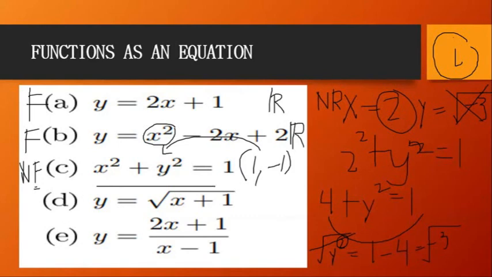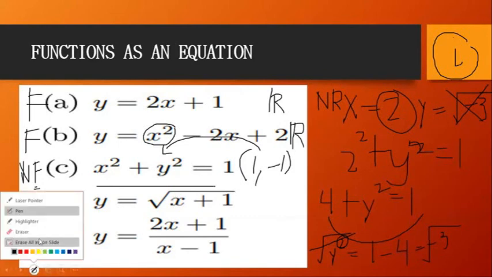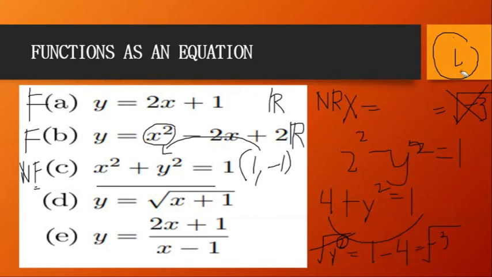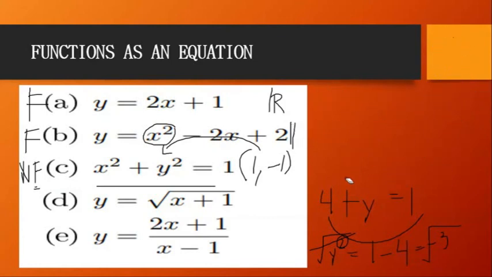Okay? Next, letter D. Etong letter D naman, medyo may restriction na din tayo dyan. Para din siyang letter C. Pero alam natin that this is not an equation of a circle. Kaya alam natin na, kumbaga, 50-50. Pwedeng function, pwedeng not function.